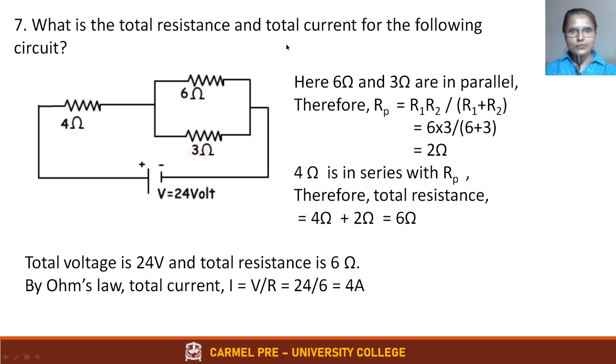They can also ask for total power also. So how to calculate total power? P is equal to V into I. V is 24, current is 4 amps. 24 into 4 is going to be power. That also you can calculate. That can also be given. At that time it will be for 4 marks.